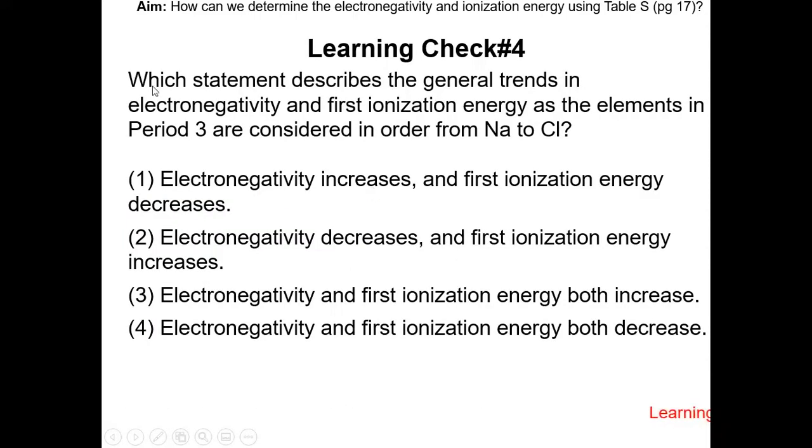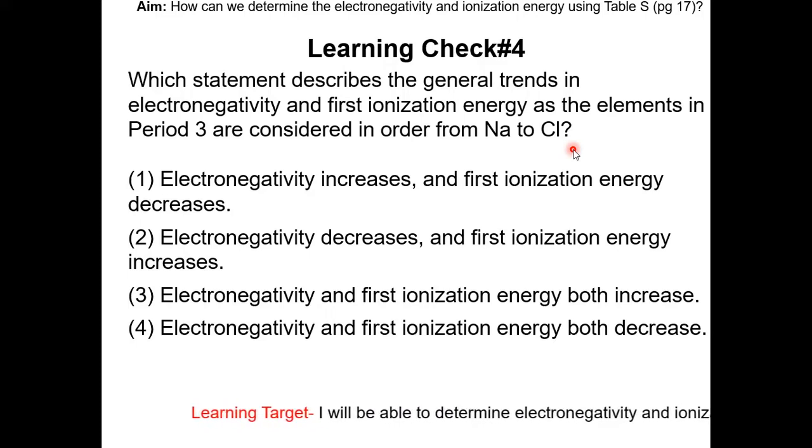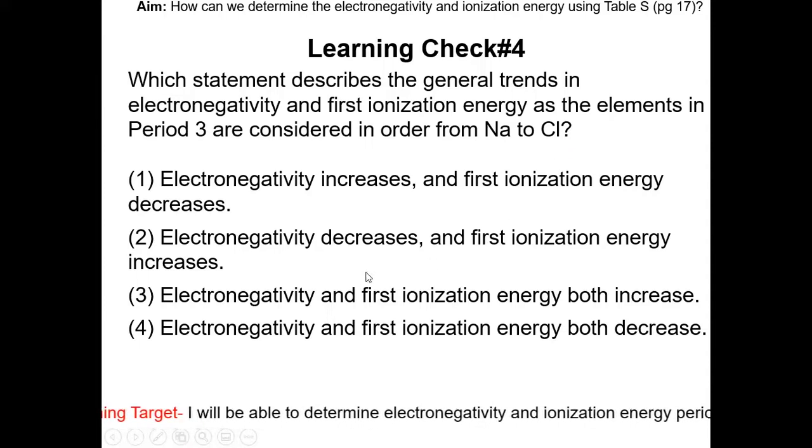Learning check number 4. Which statement describes the general trends in electronegativity and first ionization energy as the elements in period 3 are considered in order from sodium to chlorine? Pause the video and resume once you have the answer. You should know that electronegativity and first ionization energy have the same trend, so they're both going to increase. So choice 3.